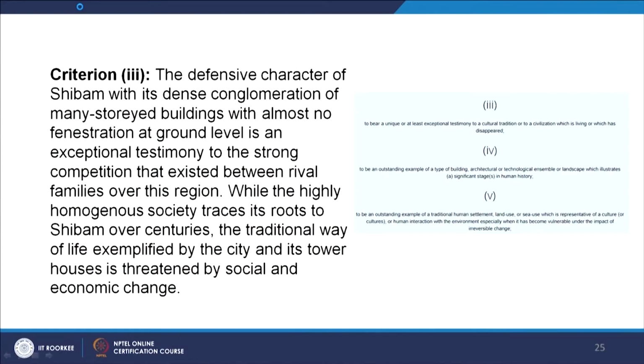One of the criteria is that Shibam falls under criteria 3, 4 and 5. It talks about the defensive character of Shibam, with its dense conglomeration of many-storied buildings with almost no fenestration at ground level, an exceptional testimony to the strong competition that existed between rival families over this region. So, the kind of defensive character. And while the highly homogeneous society traces its roots to Shibam over centuries, the traditional way of life exemplified by the city and its tower houses is threatened by social and economic changes. That is what kind of livelihood changes have happened.